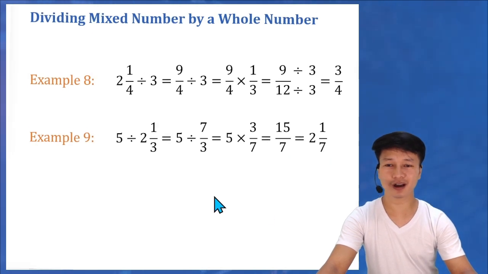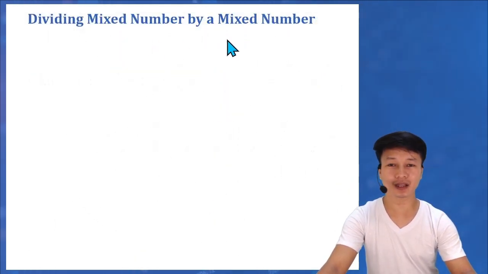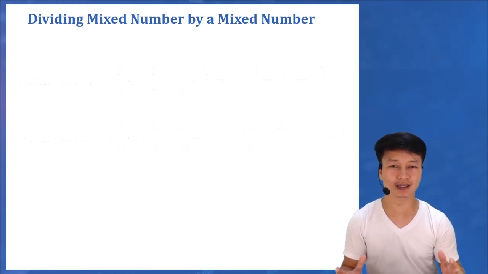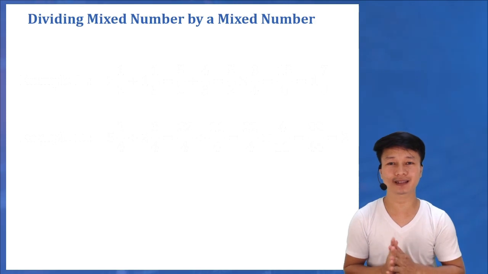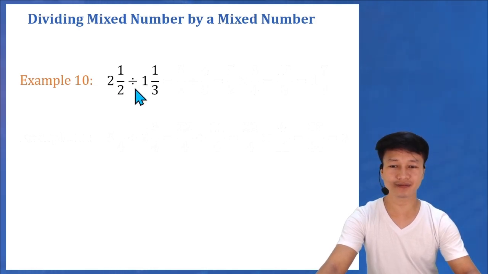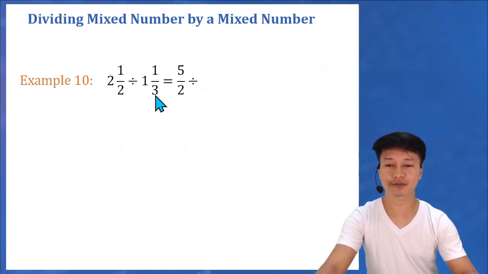That's it. What if we are going to divide a mixed number by another mixed number? So same concept. We are going to convert both of the mixed numbers into their equivalent improper fractions. So just like this, in example number 10, we have 2 and 1/2 divided by 1 and 1/3. So convert first 2 and 1/2 into its improper fraction. So this is equal to 2 times 2 is 4 plus 1, that is 5, over the denominator of the given mixed number, which is 2, divided by, we have 3 times 1 is 3 plus 1 is 4, over the denominator of this, which is 3.